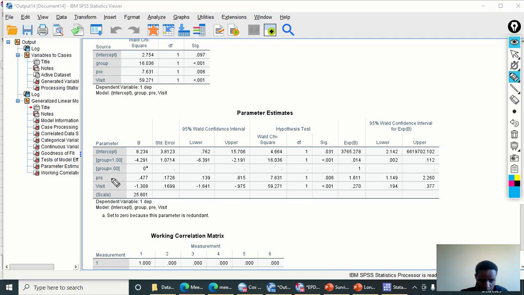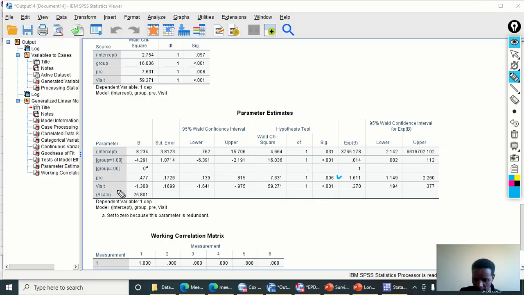Okay, the second one is the pre-intervention score of depression. So with a unit increase in the pre-intervention score of depression, the probability of developing depression in the follow-up period will increase by this amount of odds ratio, 1.611. And the p-value is statistically significant.